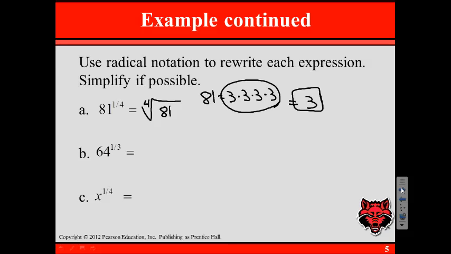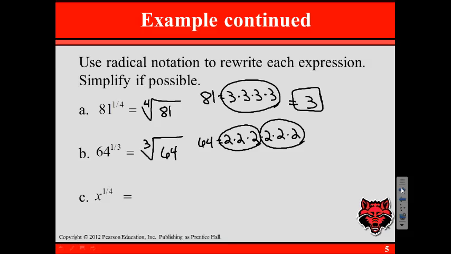64 to the 1/3 power can be rewritten as the cube root of 64. The prime factorization of 64 is 2 times 32, which is 2 times 16, 2 times 8, 2 times 4, 2 times 2. The index 3 indicates groups of 3 identical factors. So I have 3 2's, but I also have another group of 3 2's. Whenever we have more than one group, we multiply each group together.